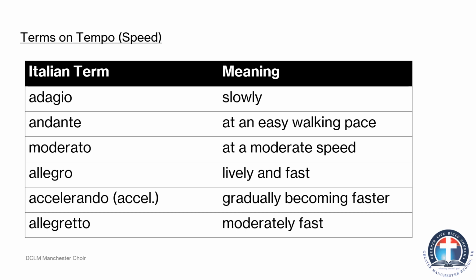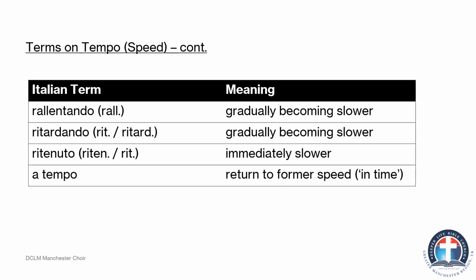Allegretto means moderately fast. You will see that allegretto is derived from allegro. So the difference there is that allegro is fast, allegretto is moderately fast. Now we continue with terms that deal with tempo, speed.